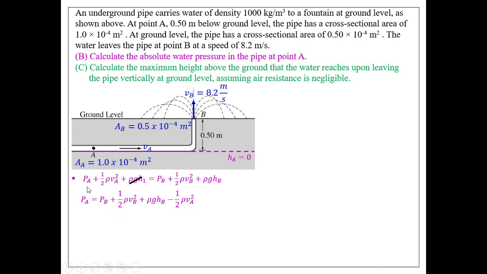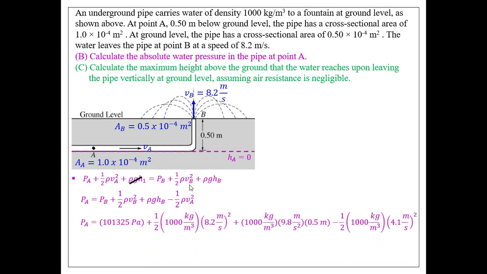From there, I can solve for PA because ultimately part B wants us to find the absolute water pressure in the pipe at point A. So we need to find PA. Algebraically speaking, to get PA by itself, I need to move this 1/2 rho VA squared to the right side by doing the opposite operation. It's positive here, so I move it to the right side, which makes it negative. Everything on the right side is kept.